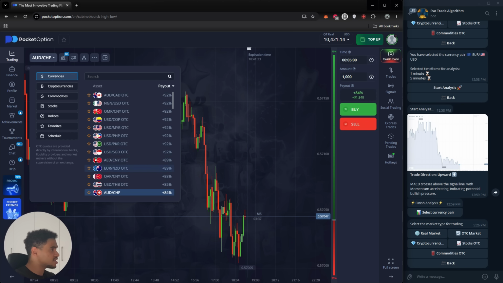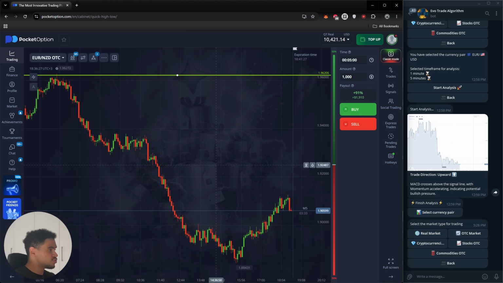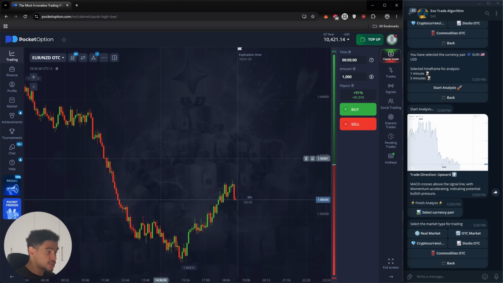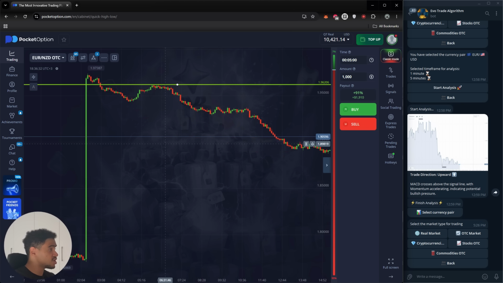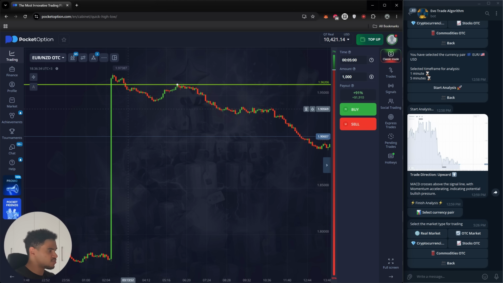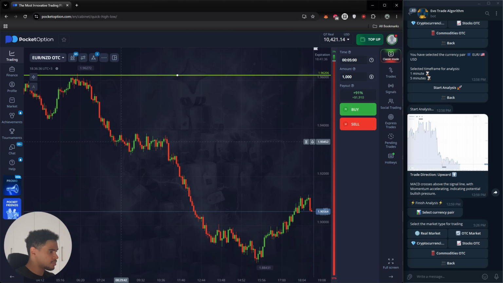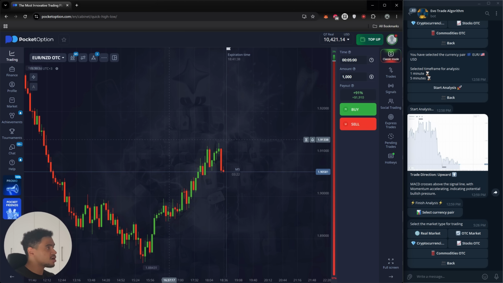So let's go ahead, scroll up, and see if we have any of the assets that I'm interested in. Euro New Zealand dollar looks very smooth, right? We have a downtrend. This area right here doesn't really matter because quite a bit of time has already passed since then. So we are going to look for an entry on Euro New Zealand dollar, right? We have 91% payout. We have 5-minute candles set up, so we're going to be trading on 5-minute expiration time, and that's pretty much it.